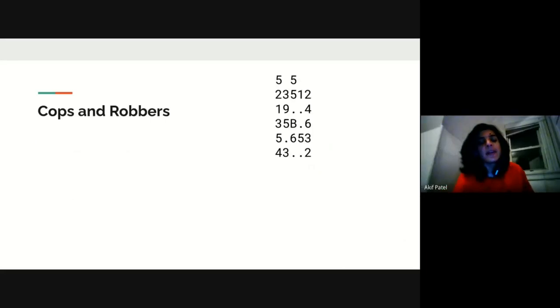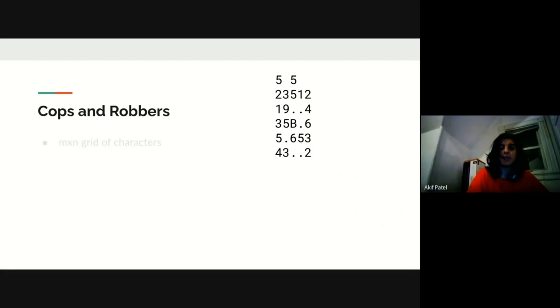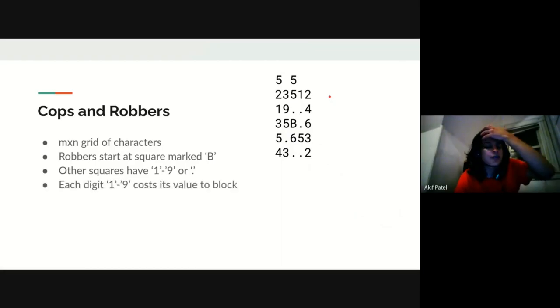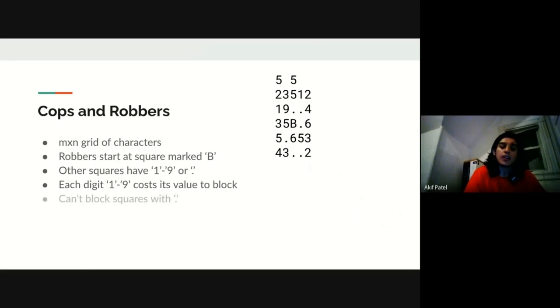Okay. Yeah, so keep that idea in mind for this next problem. It's called cops and robbers. You have an N by M grid of characters. Robbers start at the square marked B, which here is in the middle. The other squares have either digits on them, or dots. Each digit from 1 to 9 is how much it costs to block that square, and squares with dots cannot be blocked.